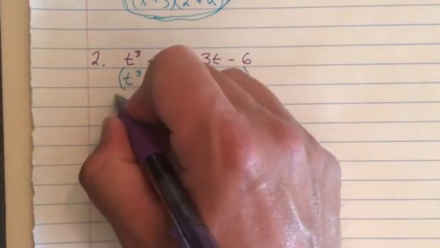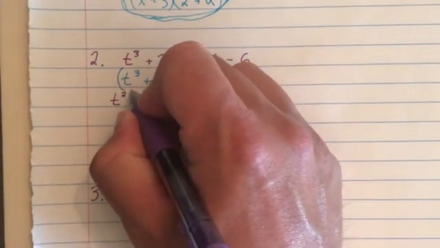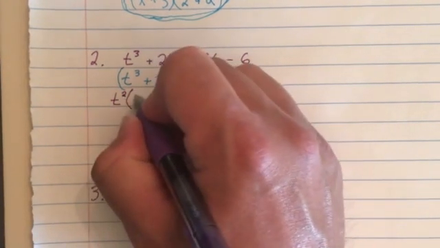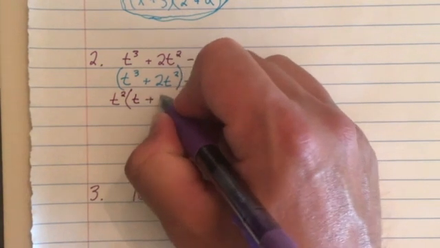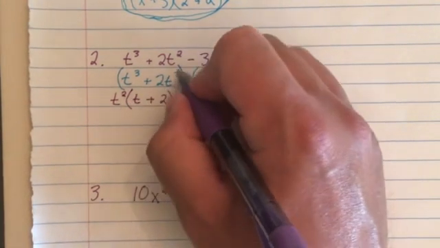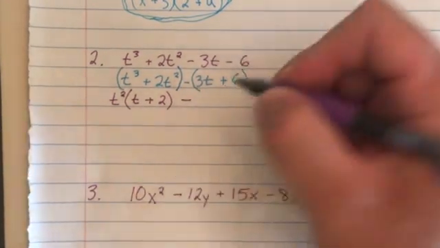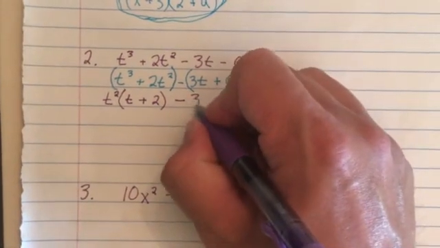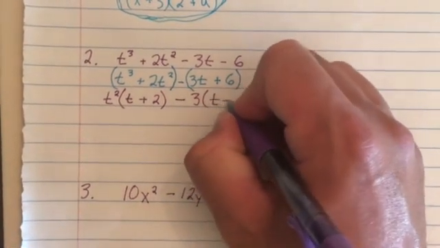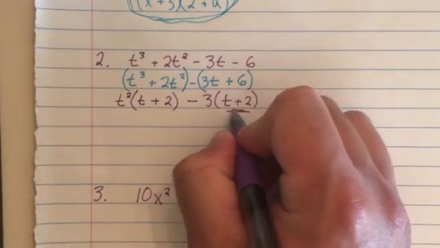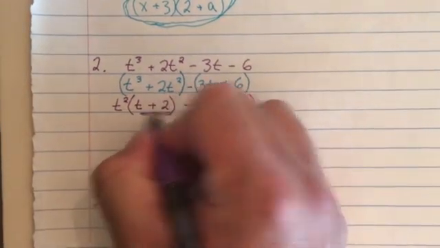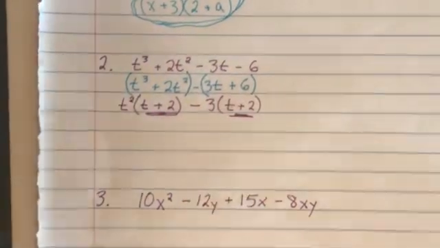Okay, now that that's done, I'm going to go ahead and factor out my greatest common factors. The GCF of my first term is t squared. t squared times t is t cubed. t squared times 2 is 2t squared. Okay, minus, I'm factoring out a 3. t plus 2. Again, we had kind of this magic thing happen.